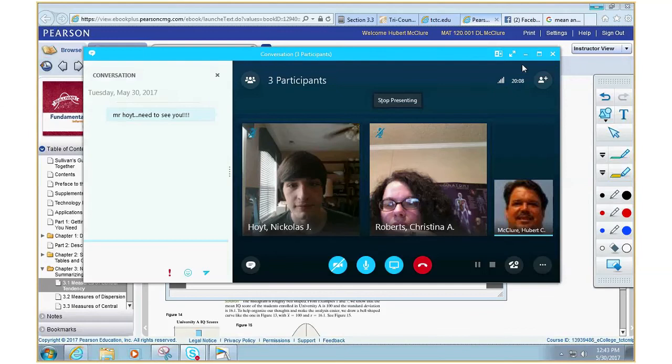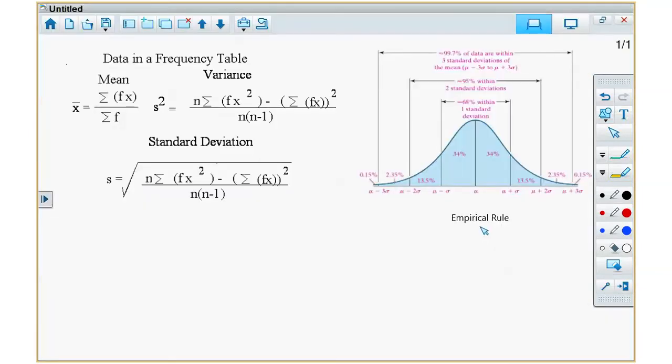We're going to go over something new today. Now, last week we covered how to find the mean and standard deviation. We ended up talking about the empirical rule. Those of you that didn't have the empirical rule, there it is.